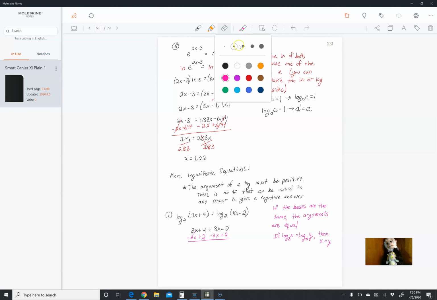And we get 6 is equal to 5x. Divide both sides by 5, which gives us x equals 6 over 5. So here we have to check for extraneous solutions.